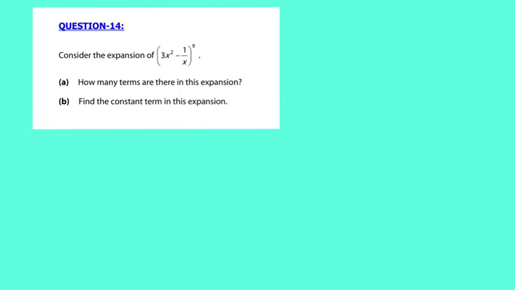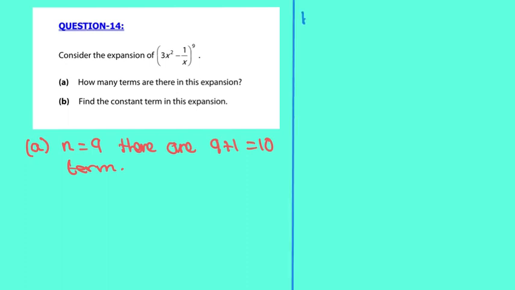Question 14. Consider the expansion of (3x squared minus 1 divided by x) all raised to the power of 9. A. How many terms are there in this expansion? Because n is equal to 9, there are 9 plus 1, which equals 10 terms. B. Find the constant term in this expansion.